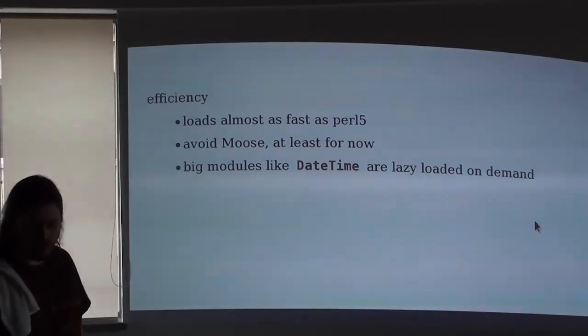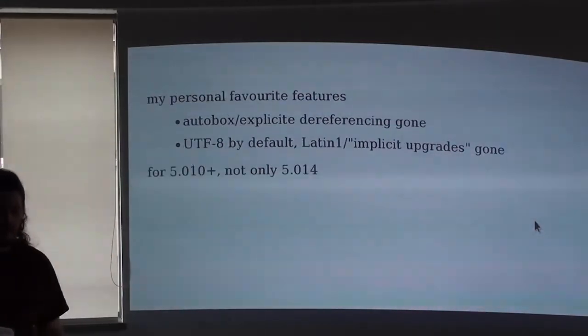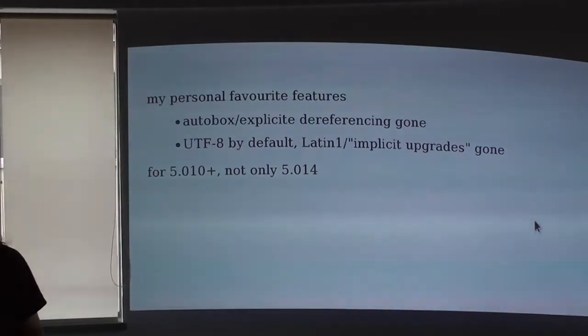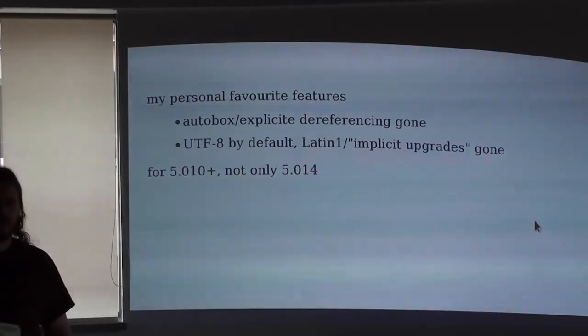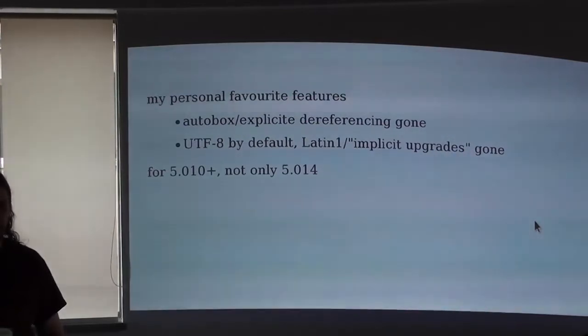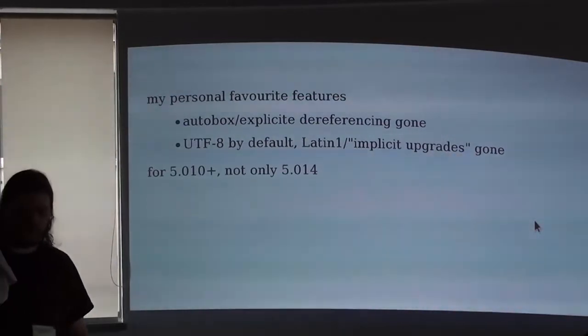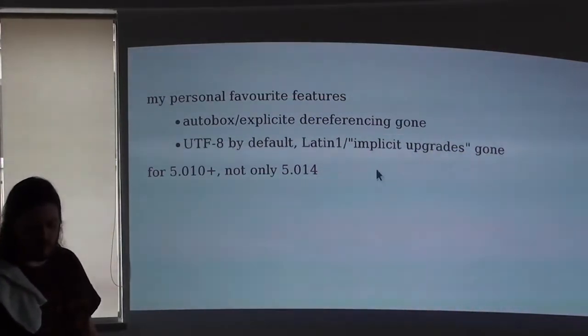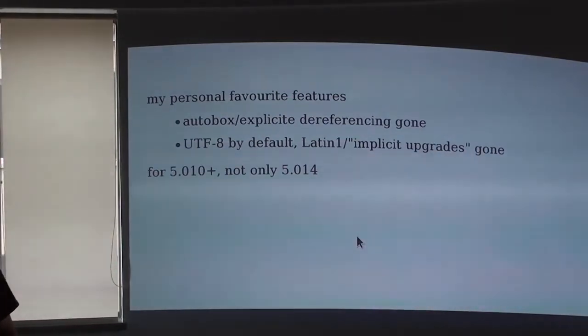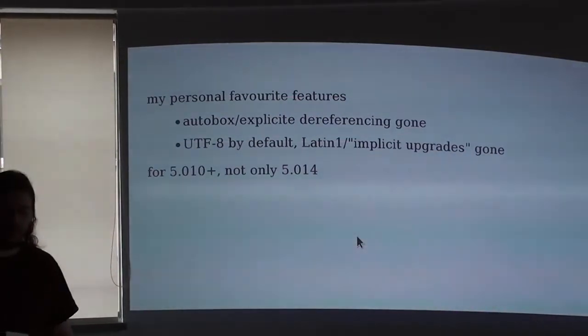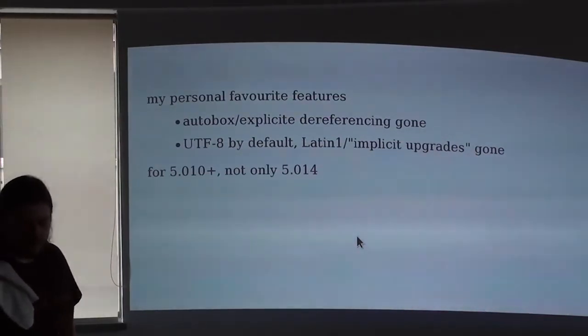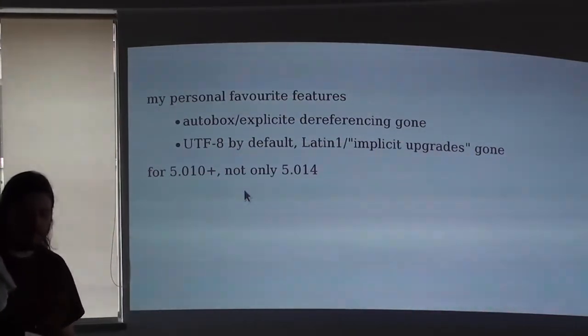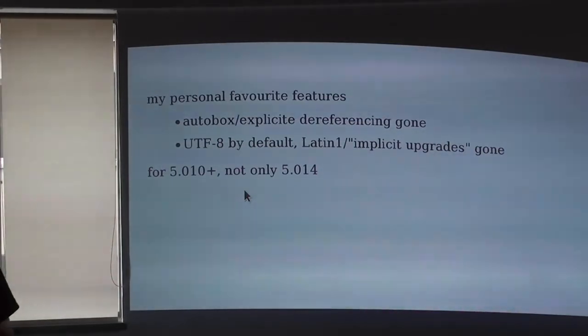Another advantage of method calls. My personal favorite features: autobox, as I've shown in the example, is for methods instead of dereferencing arrays, hash refs, and so on. And you get UTF-8 by default, and the implicit upgrades are gone. These are the usual sources of encoding problems for beginners. So all of this is available for 5.10 and above, and not only 5.14.